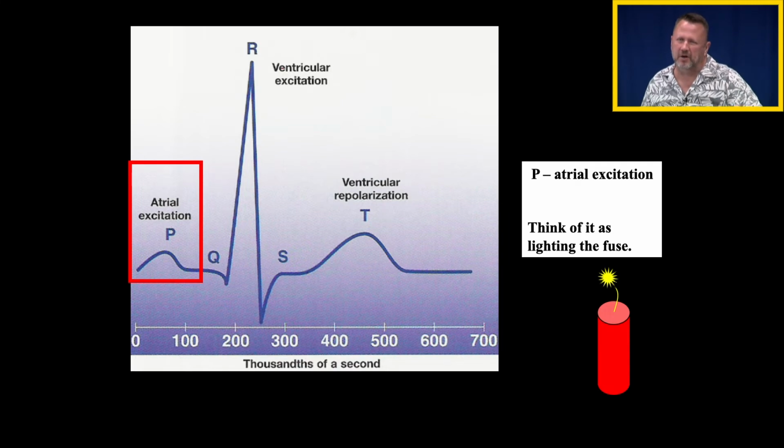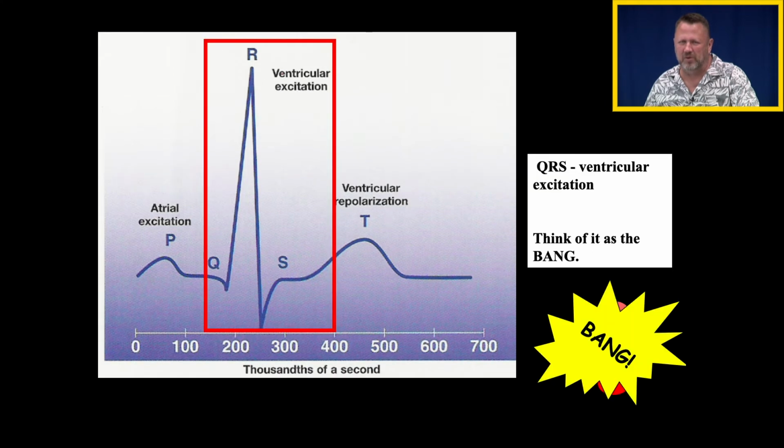All right, so there's our P wave. You can think of it as lighting a fuse, and that P wave starts in the SA node, and that's the electrical signal causing contraction of the atria, the small part of the heart. Well, then after a certain amount of time, not immediately, there should be a little bit of time to go from the SA node to the AV node, and for the AV node to carry that signal into the ventricles, that takes time.